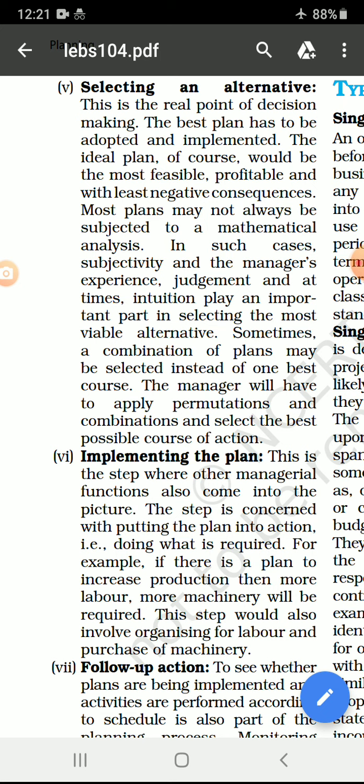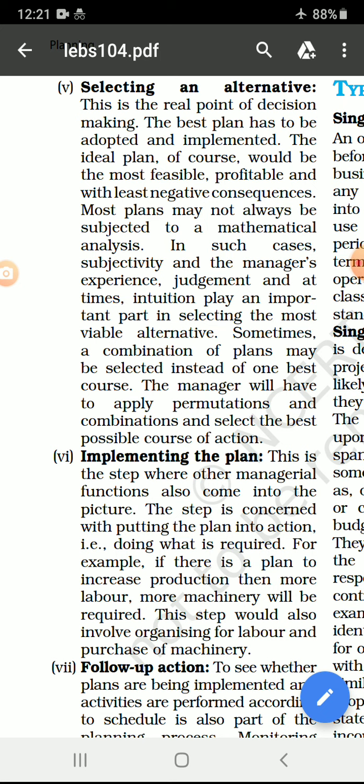The sixth is implementing the plan. This is the step where the major managerial function comes into existence. This step is almost related with putting the plan into action. So far they were setting the objectives, developing the future plan, identifying the alternative courses of action, evaluating them and selecting an alternative. All these things were there, but the actual picture here is to implement the plan in the real environment.